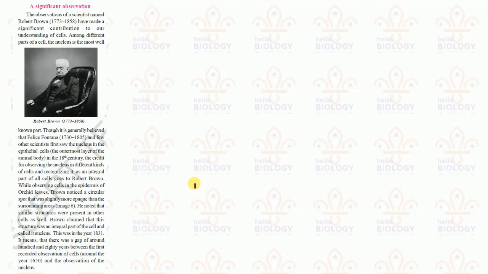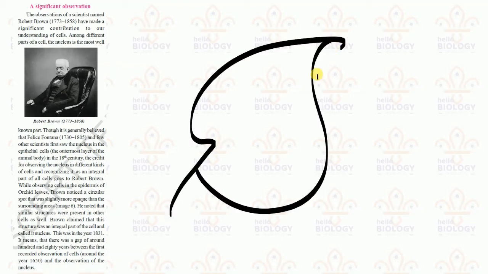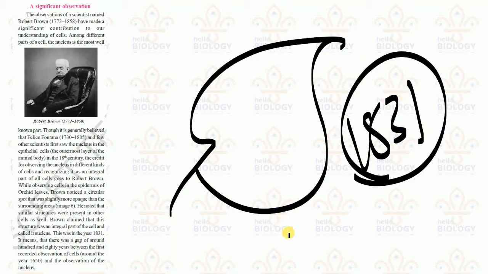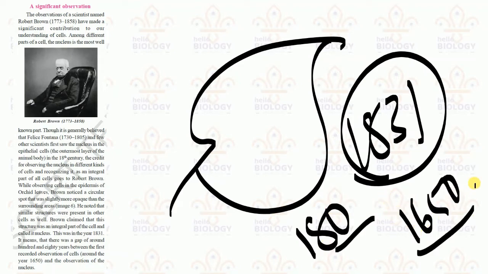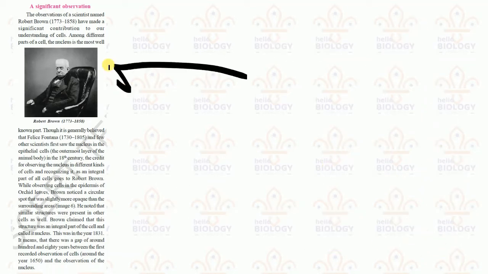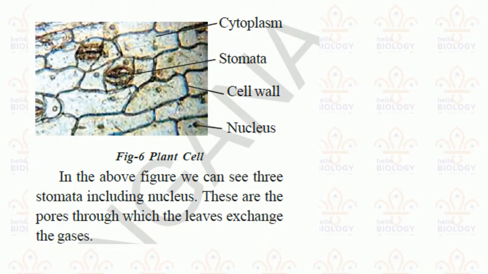And then after the 18th century, that means after 1831, there is a gap of around 180 years between the first observation and the last observation of the nucleus here. Though in very olden days, in the 16th century, the nucleus was observed, clear information was given in this year. Remember that the nucleus was discovered by Robert Brown. And this was the first image seen by Robert Brown.